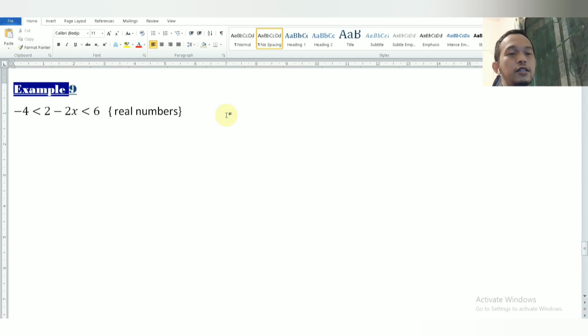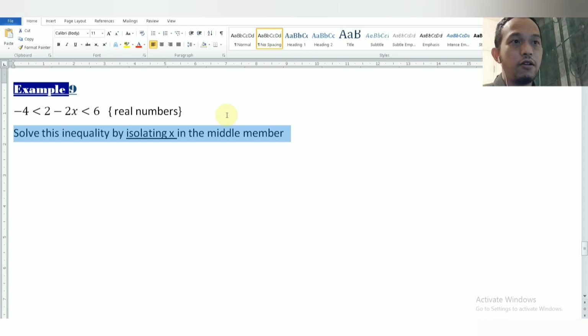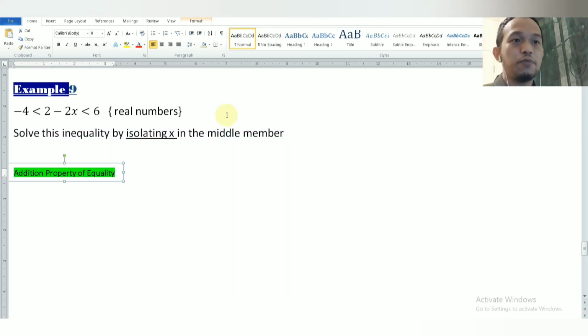If it is not stated, let's assume it is real number. And then by solving it, it means we isolate x. We isolate the middle member. Okay, so let's isolate this by using the same things, addition property of equality.